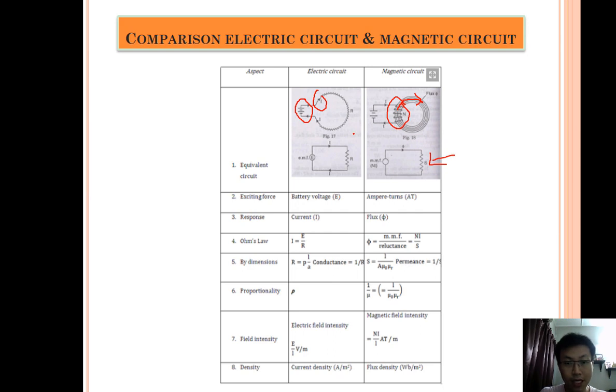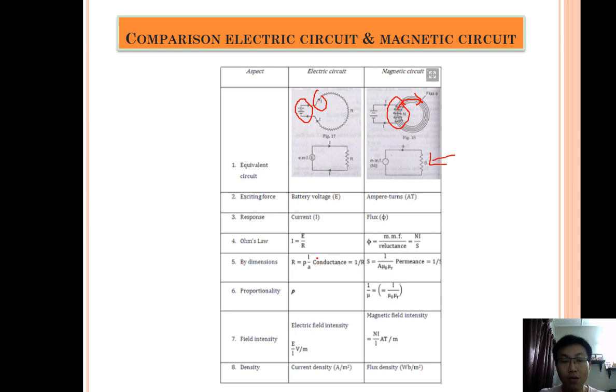When we make this circuit equivalent to the electric circuit, we have an EMF battery, we have a resistor, we have a current. Then for the magnetic circuit, we have MMF, we have a reluctance, we have a flux. So if I go through one by one, for the electric circuit, we have a battery voltage, we have a current, we have V equals IR, Ohm's law.